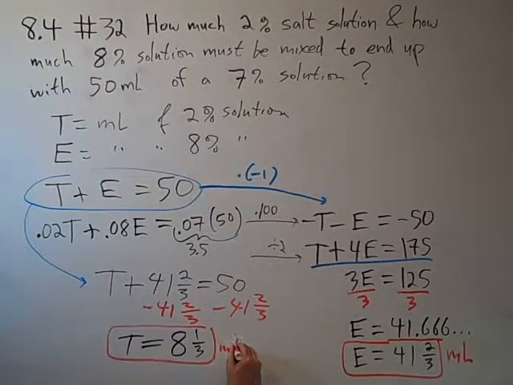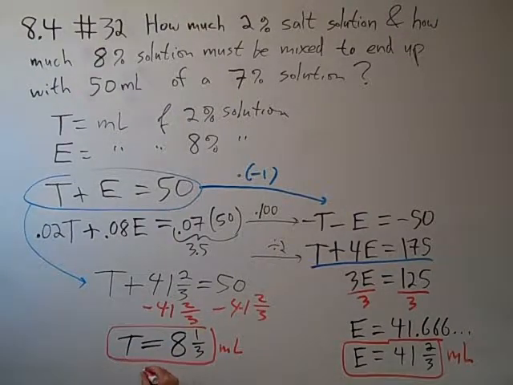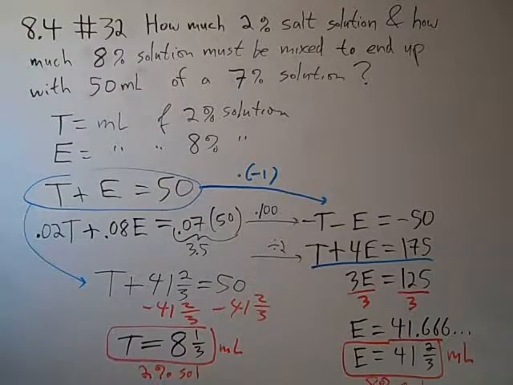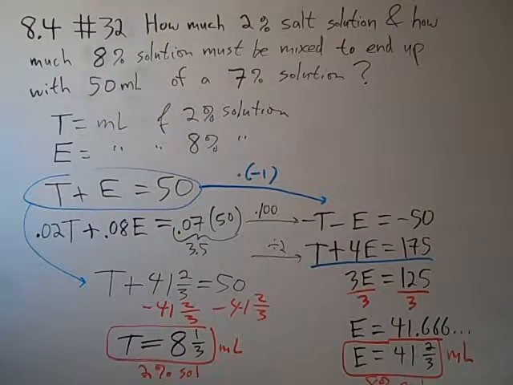And that's in milliliters. So this is 8 1/3 milliliters of the 2% solution, and this is 41 2/3 milliliters of the 8% solution. And that's what we must mix in order to get exactly 50 milliliters of a 7% solution.